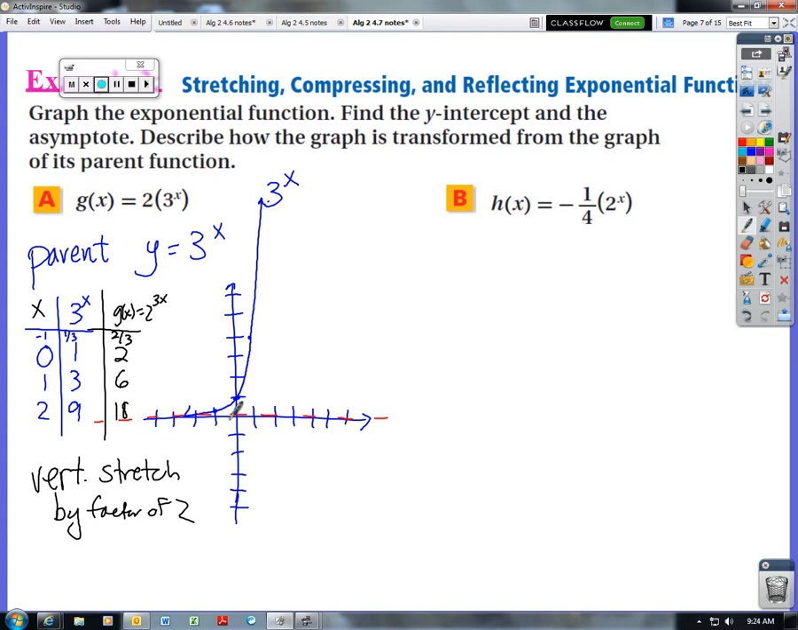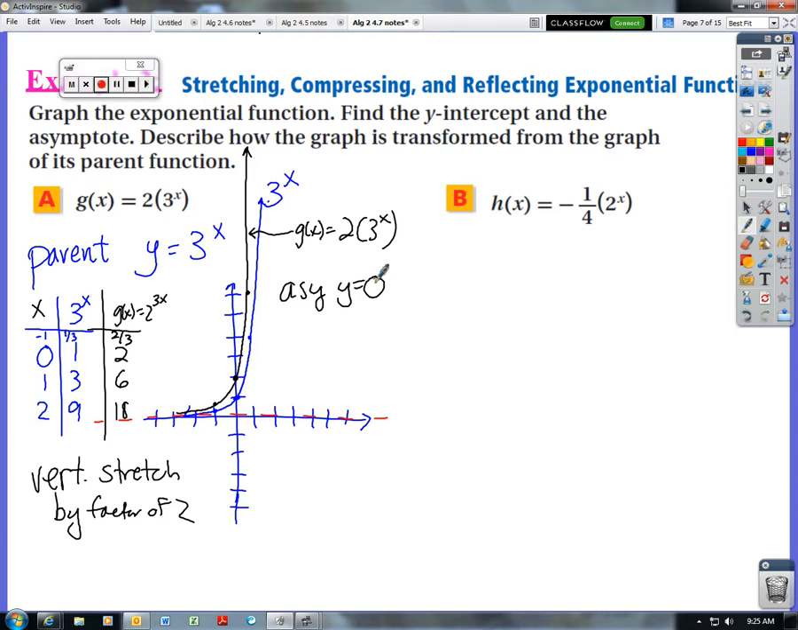So I'm still going to be working with the point -1 is my x, and I'm going up to 2/3 this time. 0 is going to be 2. 1 is going to be 6. 1, 2, 3, 4, 5, 6. And 2 is 18. It's way up there. Really steep. So that is g of x equals 2 times 3 to the x. And make sure it looks like it's doing what you would expect. That definitely looks like a vertical stretch. Notice the asymptote. It doesn't change with vertical stretches. So the asymptote is still y equals 0.